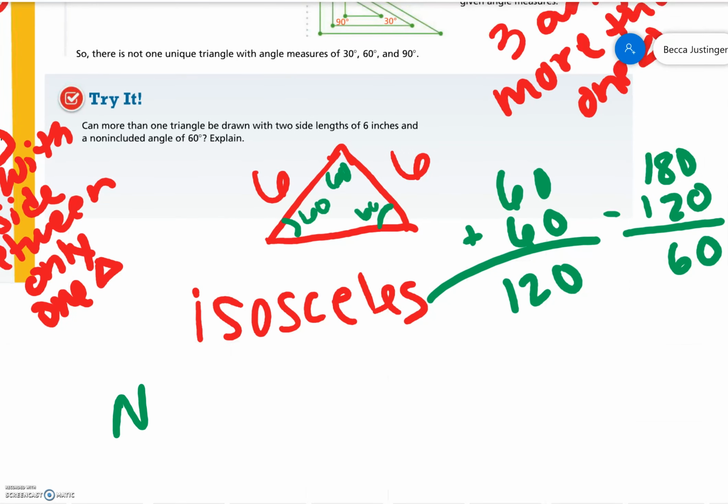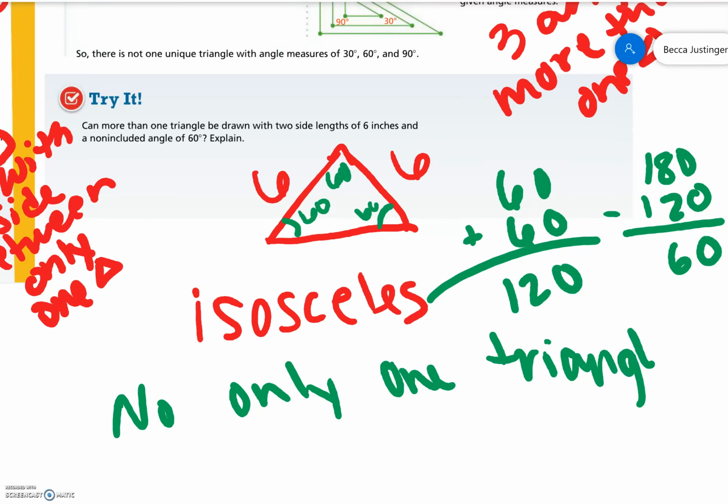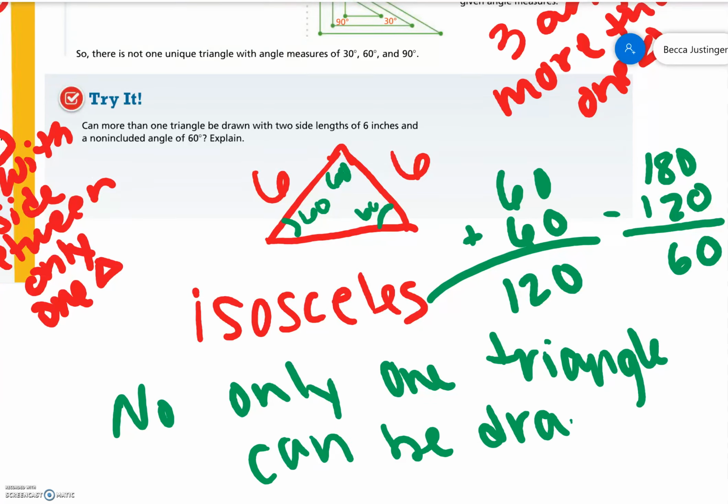So no, only one triangle can be drawn, because we just found that third angle is 60, meaning now we have 2 sides with an included angle, which from the page before we saw that only gives us one triangle.